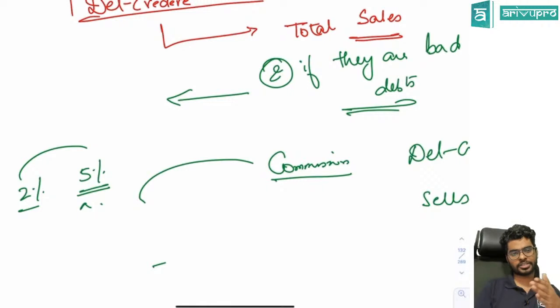In a normal commission, you will directly get the percentage of the sales value. Even in the del credere commission, you'll get the same thing. But if there are any bad debts, the loss shall be borne by the agent.